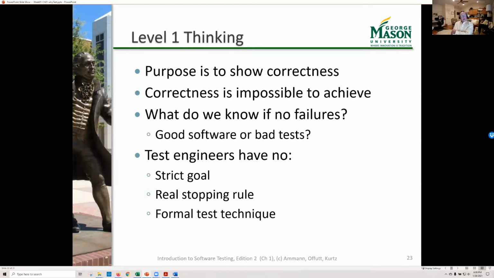So level 1, again, correctness is impossible to achieve. What if we don't have any failures? Do I have good software or do I just have bad tests? I don't really know because I don't have any way to measure my tests. We don't really have a strict goal. We don't have a stopping rule, which is a problem. We don't have a formal test technique. This is better than not doing anything, but it's not great.